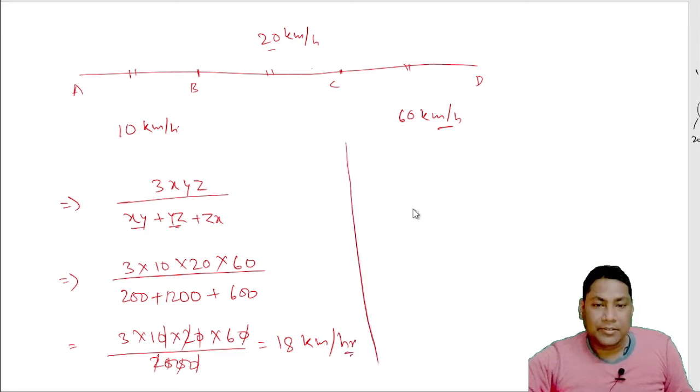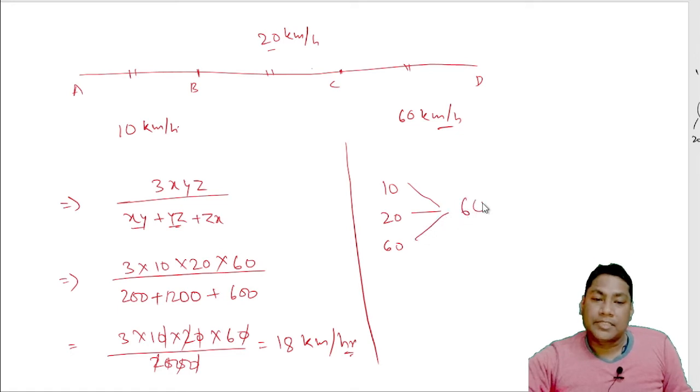Now we will calculate by the work efficiency method. Here the speeds are 10, 20 and 60. If we take the common, the LCM is 60. So friend, for the speed of 10 to travel 60 kilometers, it will take 6 hours.